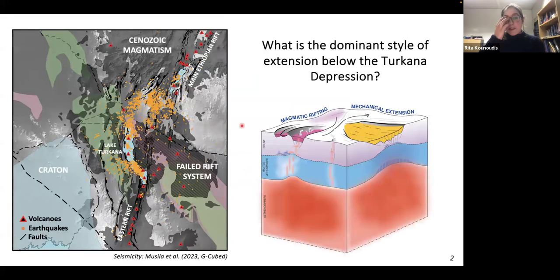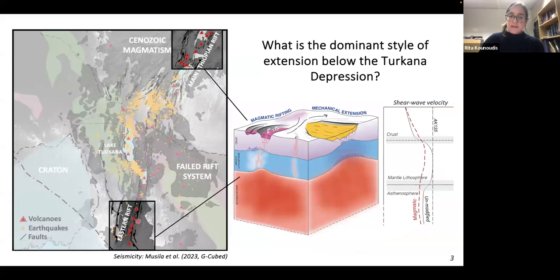As well as that, we're going to be looking a little bit at how rifting developed in this region. We know that to the north and the south of it, rifting is quite focused, but within the depression, it seems to span a much broader 300-kilometer wide region. So is the style of rifting here magmatic or more mechanical plate-stretching type rifting?